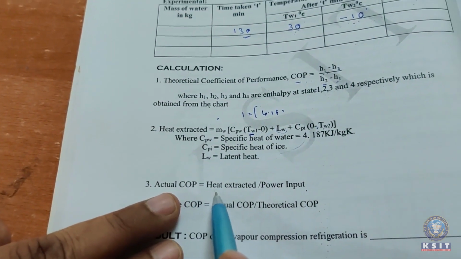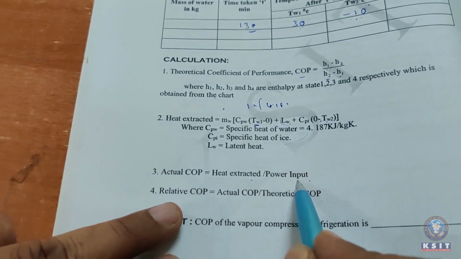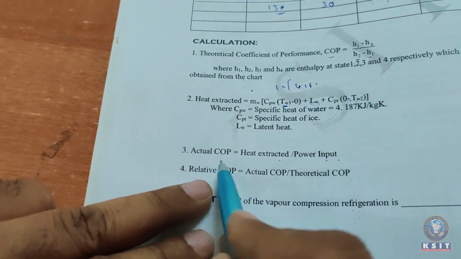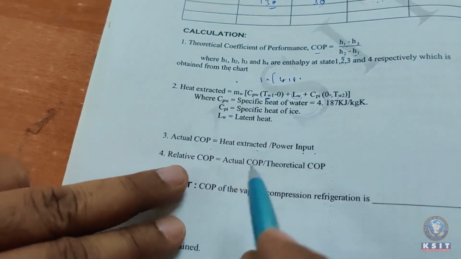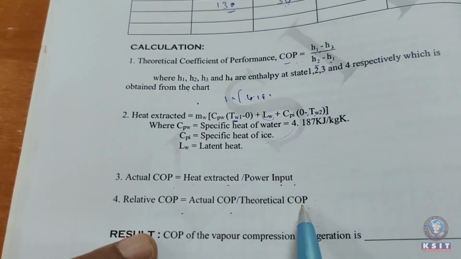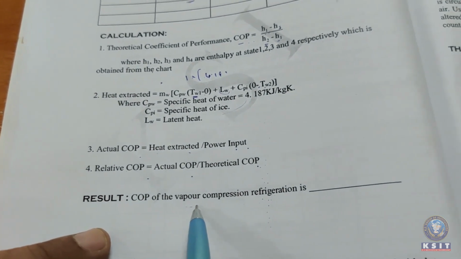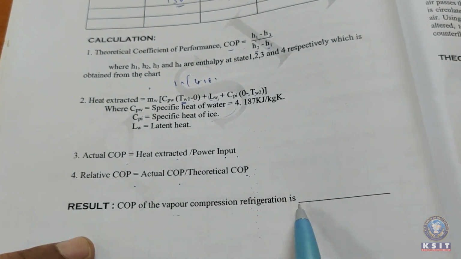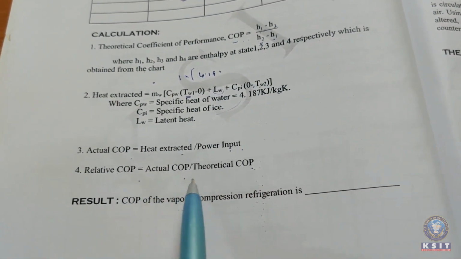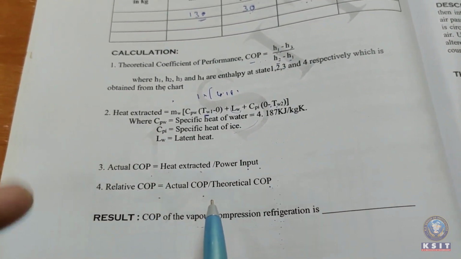Now actual COP equals heat extracted divided by the work input to the compressor. So now you substitute here and you calculate the actual COP. So relative COP equals what? Actual COP divided by the theoretical COP. So you write the results, COP of the vapor compression refrigeration system. So generally the coefficient of performance will always be greater than 1. Okay.